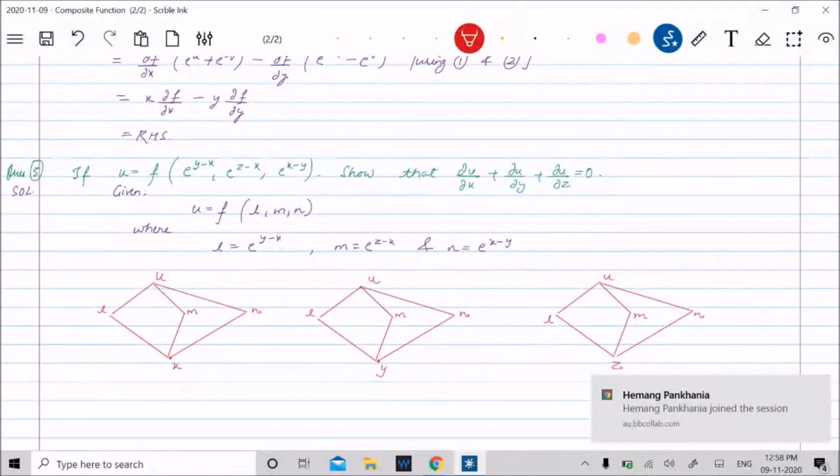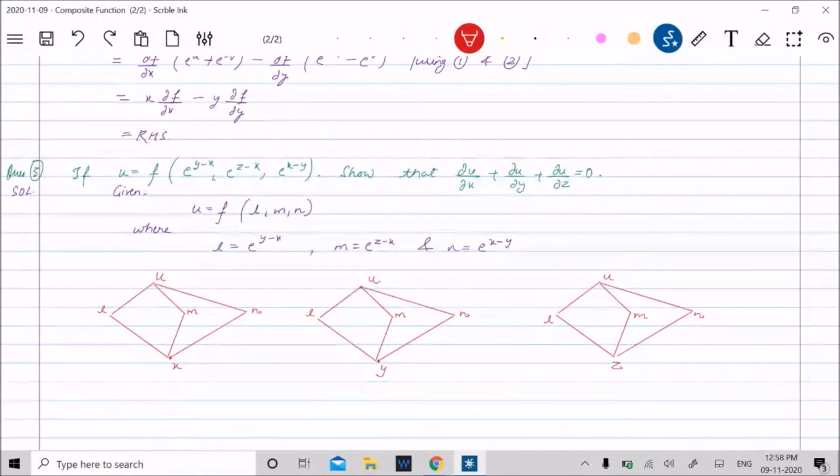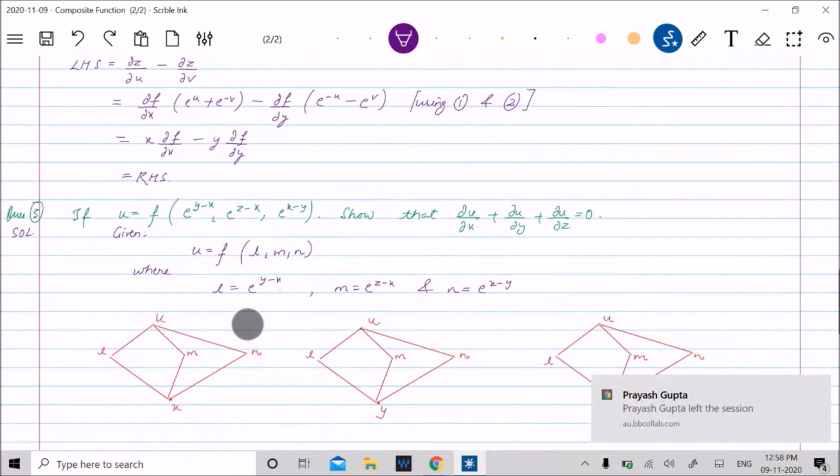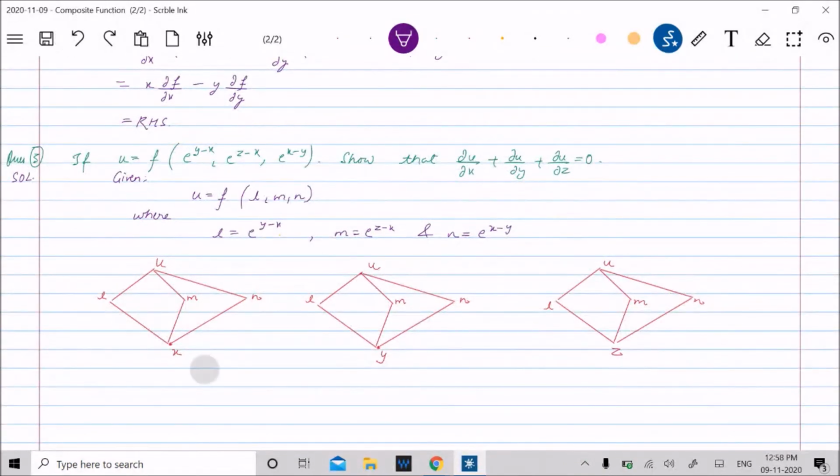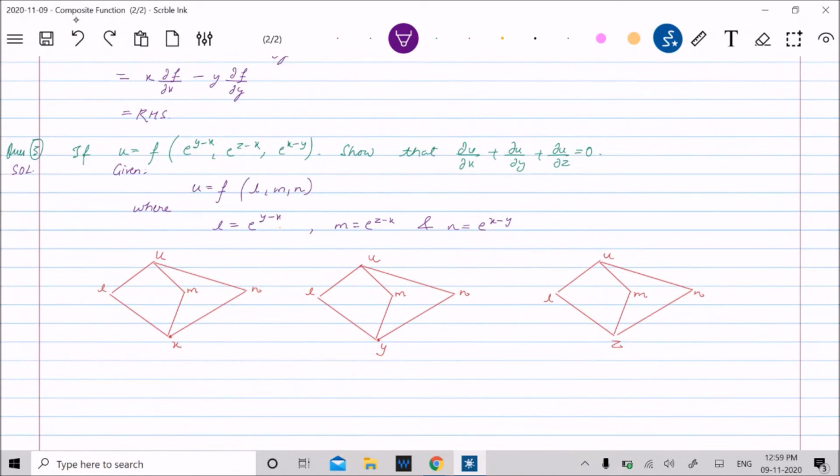Okay, now if I ask you to find del U by del X, then who will answer me? Del U by del X on the first picture. And let me compute a few partial derivatives from here, so that I'll be using them. Let me compute del U by del L, or should I leave it, because del U by del L is nothing but del F by del L. There's no point to write that. So del U by del L will be del F by del L. Del U by del M will be del F by del M, and del U by del N will be del F by del N. This is obtained from the partial derivative of U with respect to L, M, and N respectively, right?